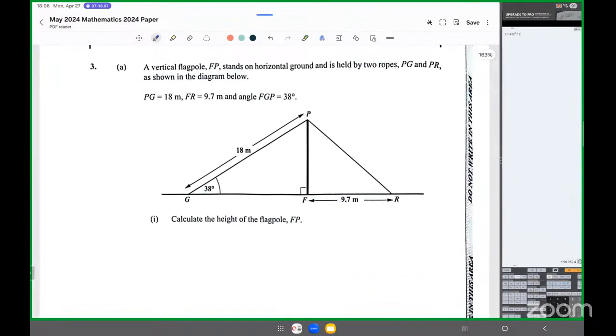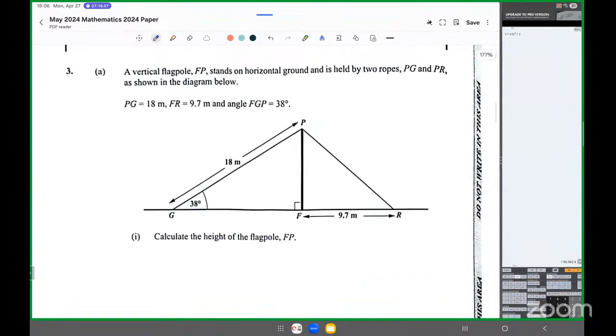Number 3 said a vertical flagpole FP stands on horizontal ground and is held by 2 ropes PQ and PR as shown. So this is a right angle triangle question. It says PQ is 18 meters, that length here. PR is 9.7 meters right here. And the angle inside here is 38 degrees. Everything that they have been writing up here is on the diagram. And this angle is 90 degrees. So that's a right angle triangle, and we can use Pythagoras theorem.